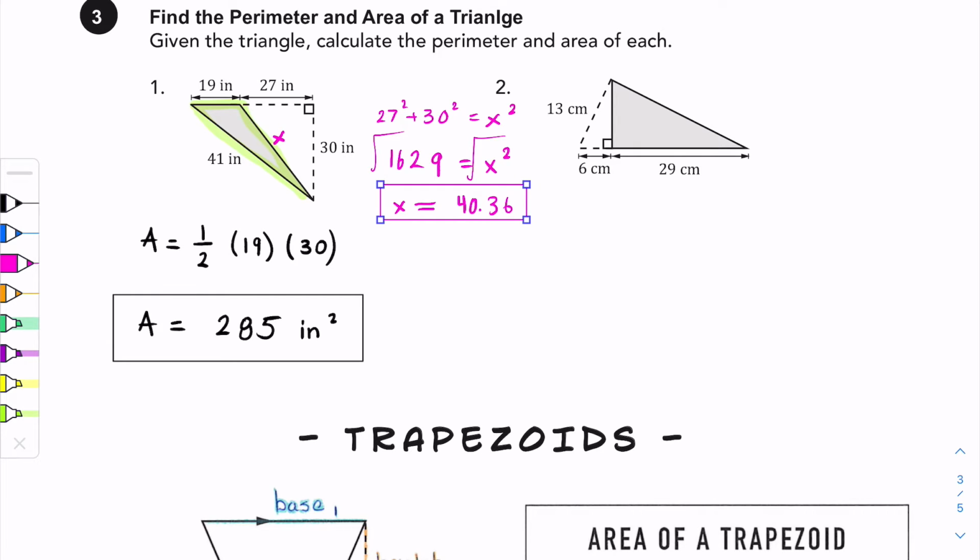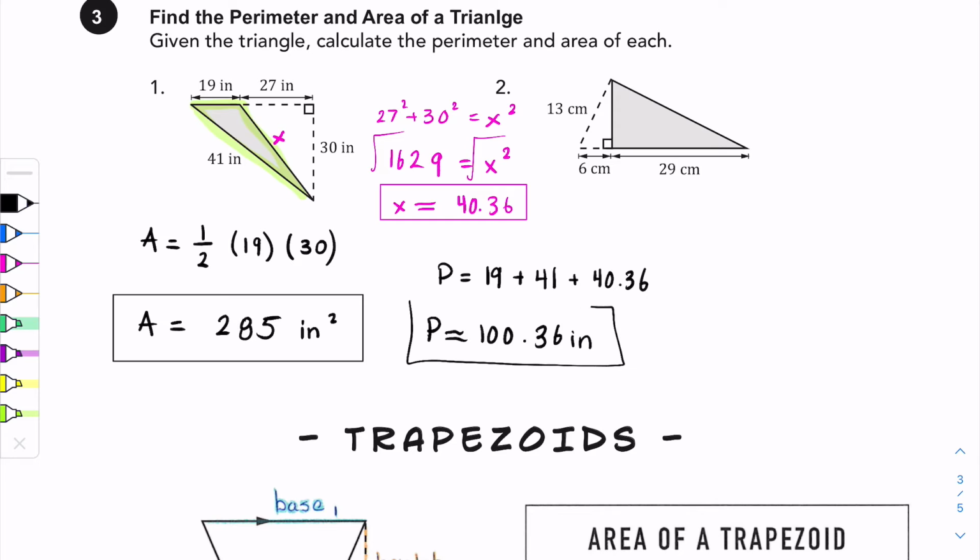So when I calculate the perimeter, I add up just the sides of my shaded region, and I have the side length of 19, the side length of 41, and the side length that we just found of x, which is 40.36. This tells me that the perimeter, rounded, is approximately 100.36 inches. And that's the perimeter of your figure, or the triangle.